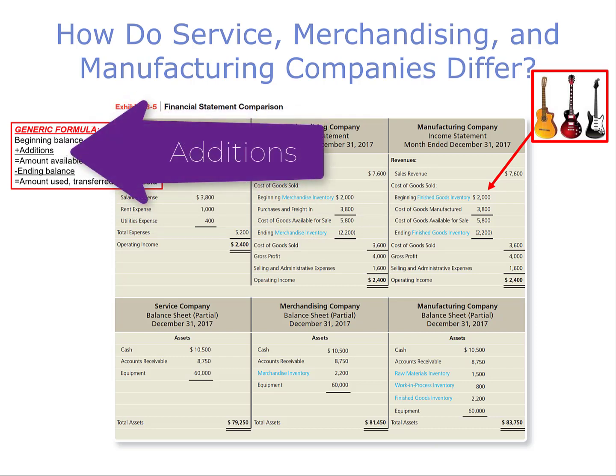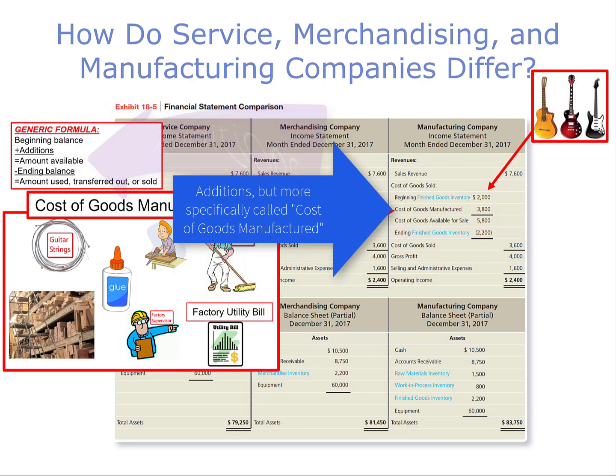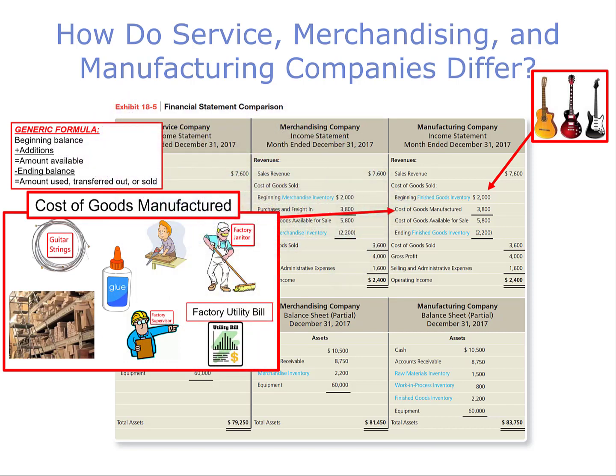Next on our generic formula are additions. These are additional costs we added this period that are associated with making our product. These are called cost of goods manufactured and include all the costs of building those guitars, such as the wood, glue, strings, workers who build the guitar, the supervisor, the salary of the janitor that cleans the factory, and other factory expenses such as utility bills for the factory, depreciation for the factory equipment, insurance for the factory, etc.